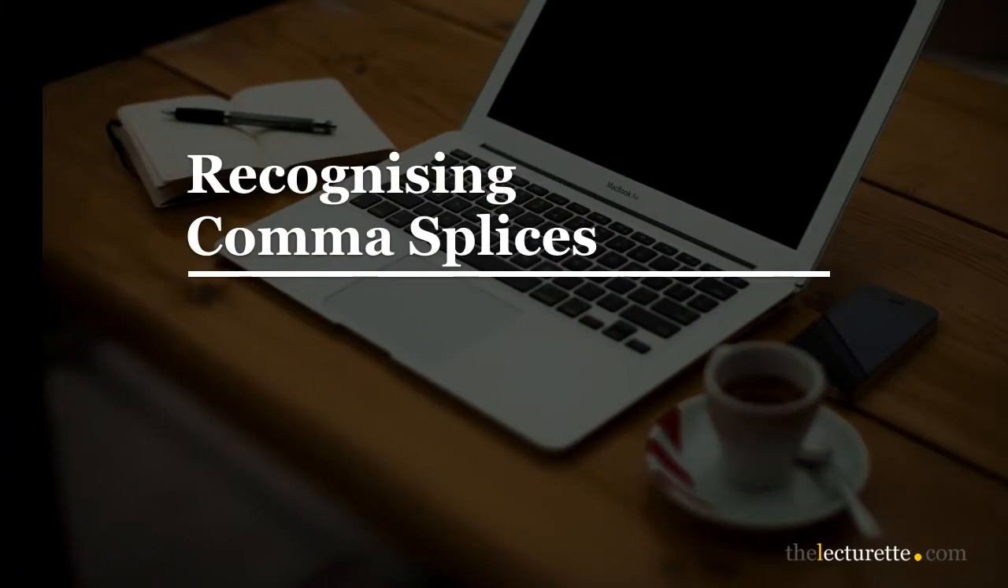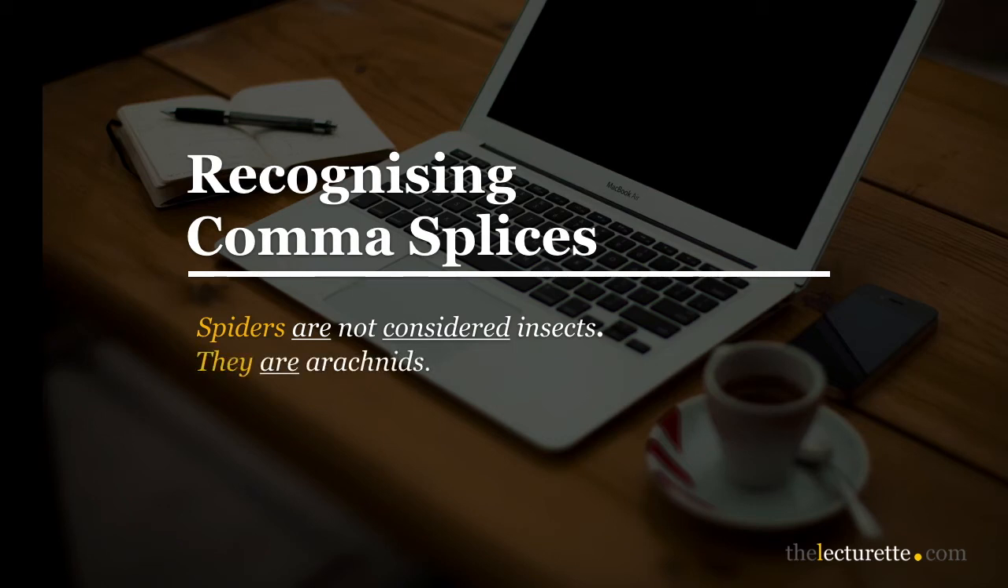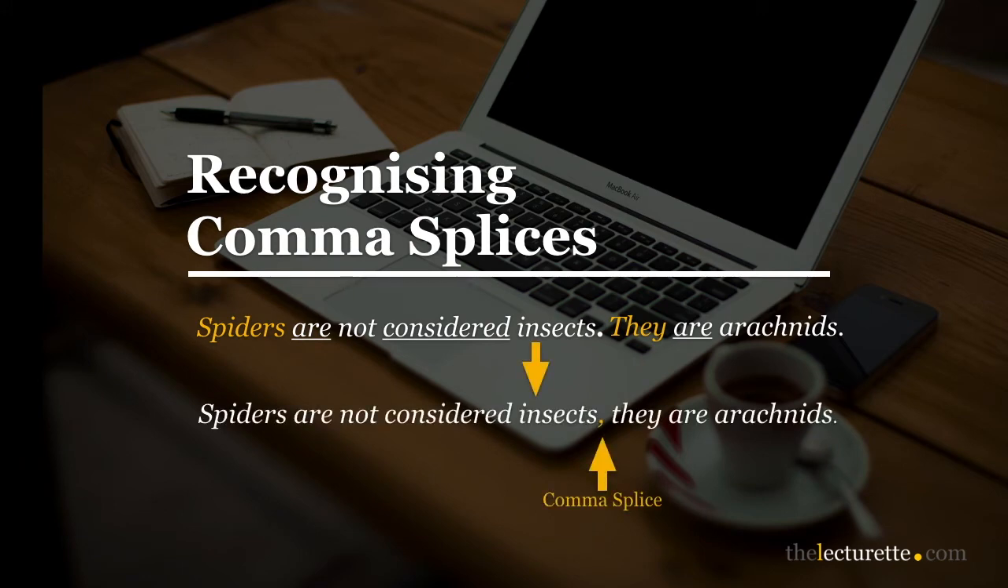As mentioned before, a comma splice is created when two independent clauses are joined together with a comma, but without a conjunction. The following is an example of how a comma splice is created, starting with two independent clauses. The first independent clause is, spiders are not considered insects, and the other one is, they are arachnids. When you join these two sentences together using just a comma, like in the example, you create a comma splice.